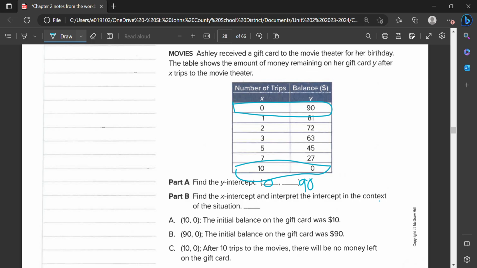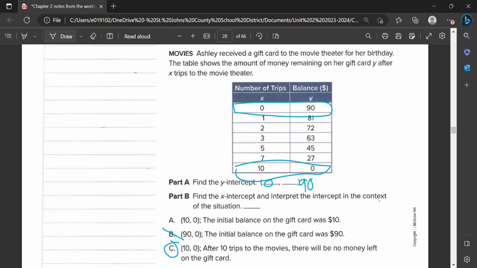Find the x-intercepts and interpret the meaning. So we already found our y-intercept of (0, 90). Now we need to see that our x-intercept is (10, 0). So B and D are out. You can't see D right now, but it's not D. All right. So the x-intercept tells us after this amount of trips, you'll have no money left. So after 10 trips to the movies, there will be no money left on the gift card. That's what it's stating. Okay.